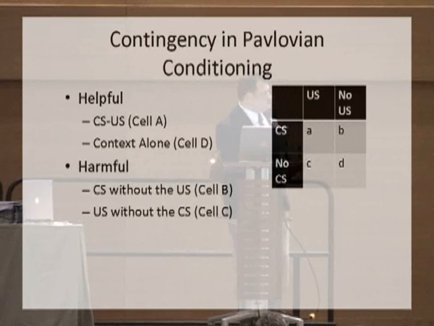Now, generally it's observed that cell A, the pairings of the CS and the US, help conditioning. Intertrial intervals, as I said just a minute ago, have no US and no CS together. That helps conditioning. And then the two things that harm conditioning are the CS and the US occurring apart from each other, which I've represented here with cells B and C. Both of those are harmful.